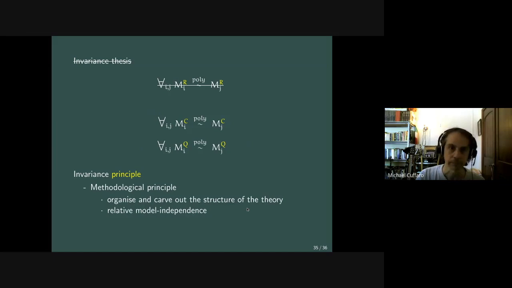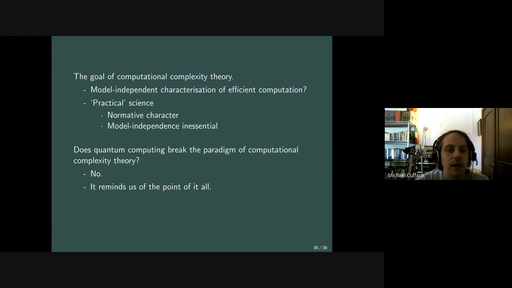So to conclude, I argue that the goal of complexity theory is not to give a model-independent characterization of efficient computation. It's one of the goals, but it's not the fundamental goal. Fundamentally, computational complexity theory is a practical science and has a normative character. Model independence is an interesting and important notion that we get at in computational complexity theory sometimes, but it's not foundational in the sense that is claimed by some of those quotes that I gave you. So does quantum computing break the paradigm of computational complexity theory? I hope I've convinced you that no, it doesn't. But what it does do is illuminate computational complexity theory by reminding us of the point of the whole thing.